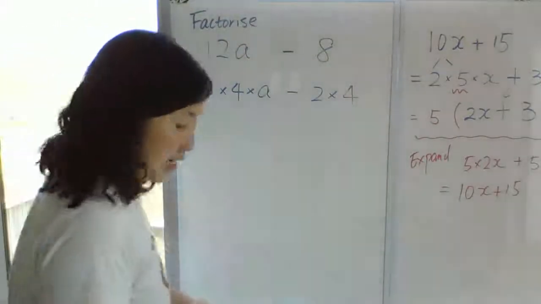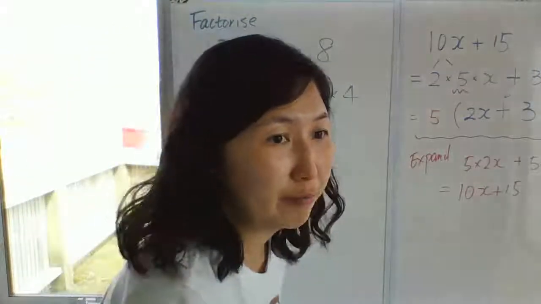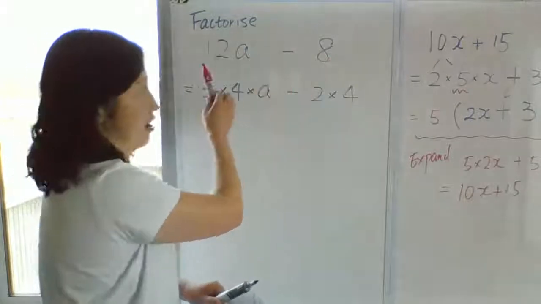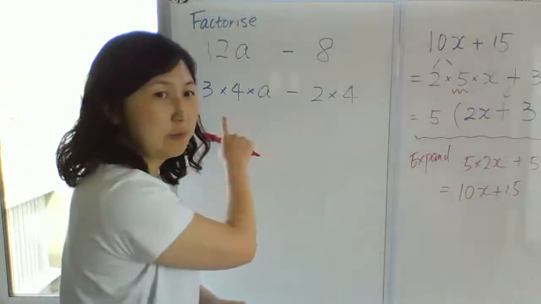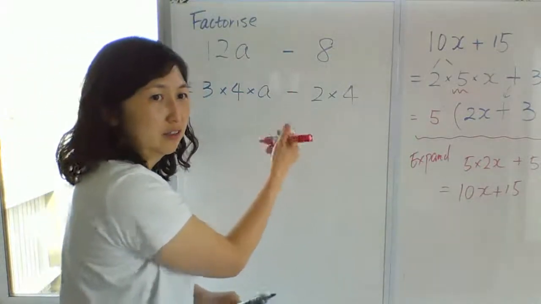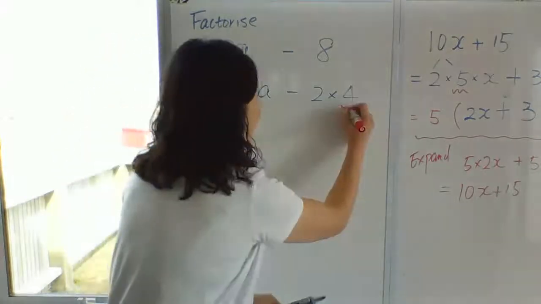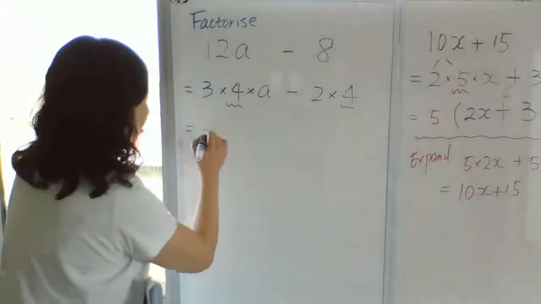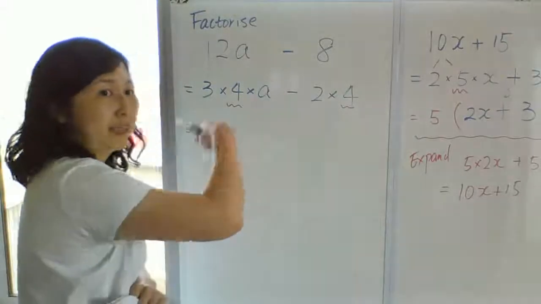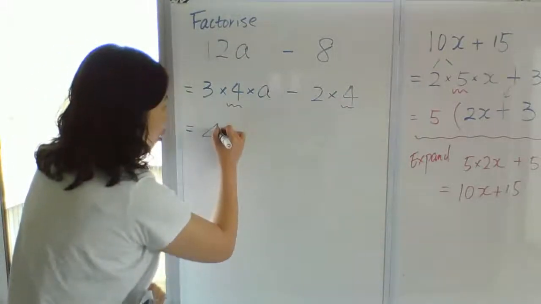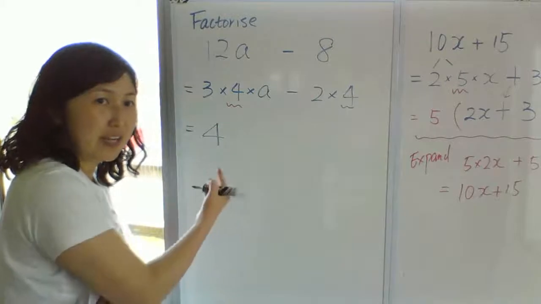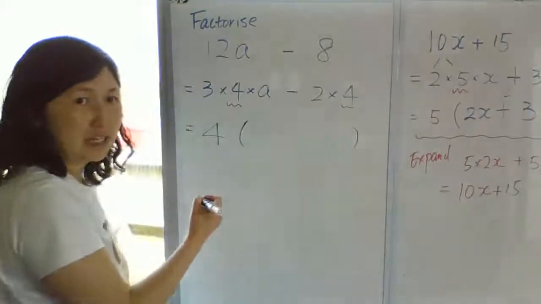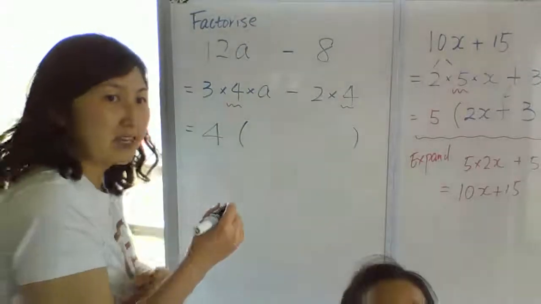Now, again, what do I need to do from here? I found all the factors of each term. Now, can you see any common factor? 4. Good job. You're going to underline the common factor first, and then take that common factor out. You write that 4 outside, put the brackets on, and make sure you have a decent space.